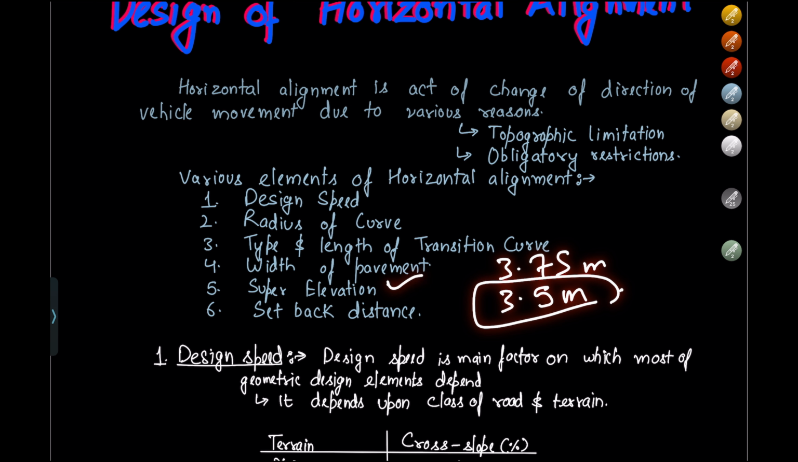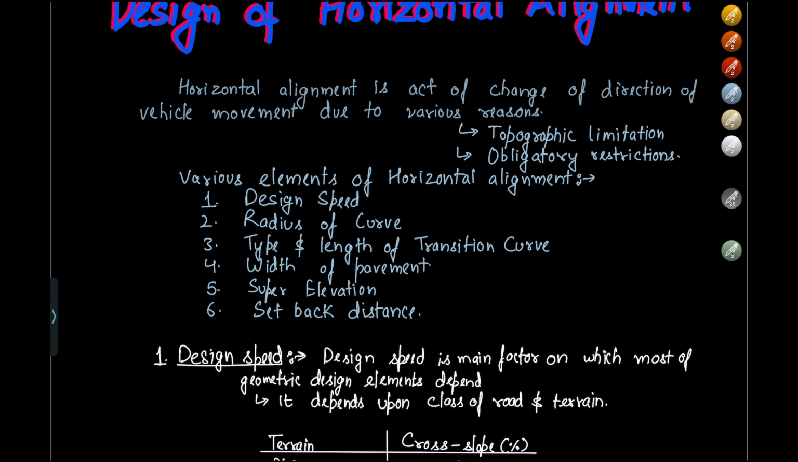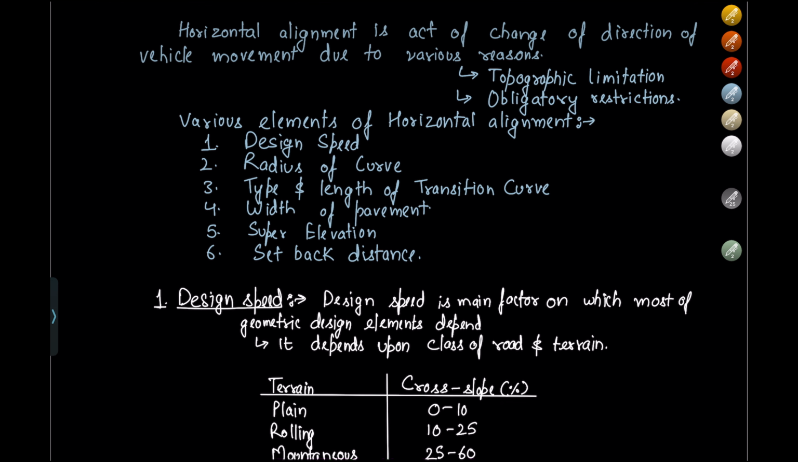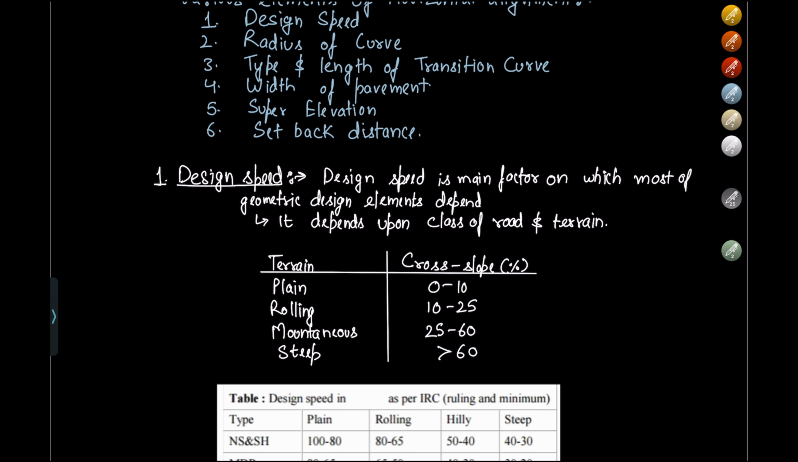Next is super elevation. We have to decide that, and that also needs to be designed. Next is setback distance, right? So let's have a look at design speed. Design speed is the main factor on which most of the geometric design elements depend.